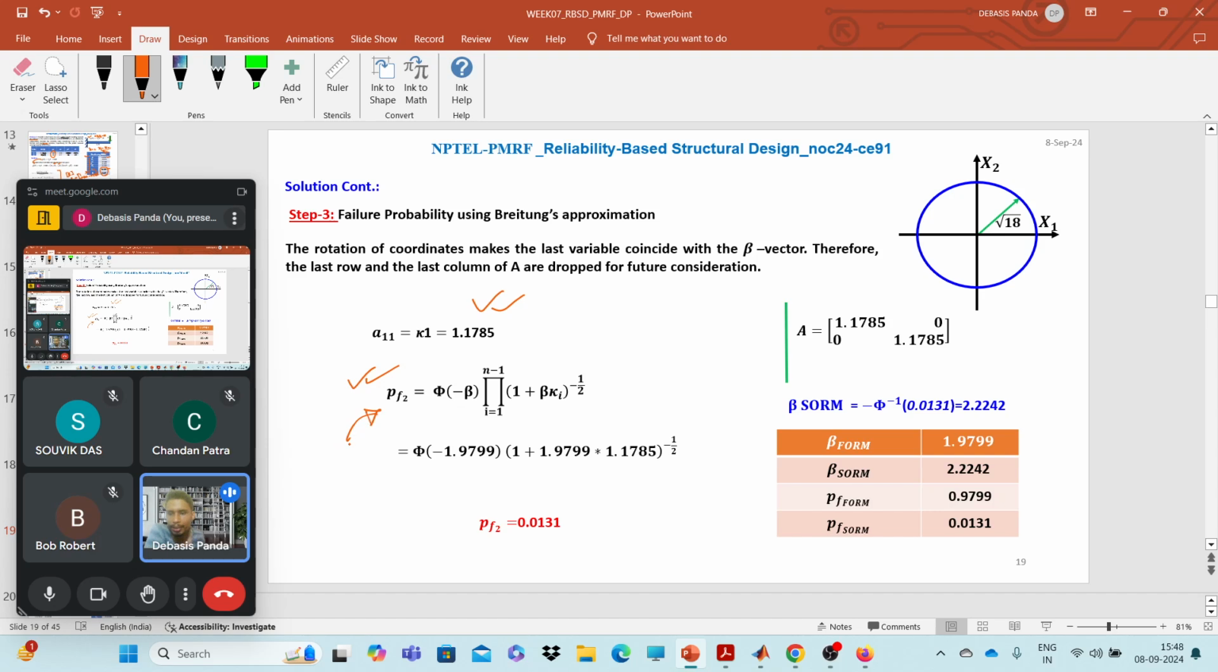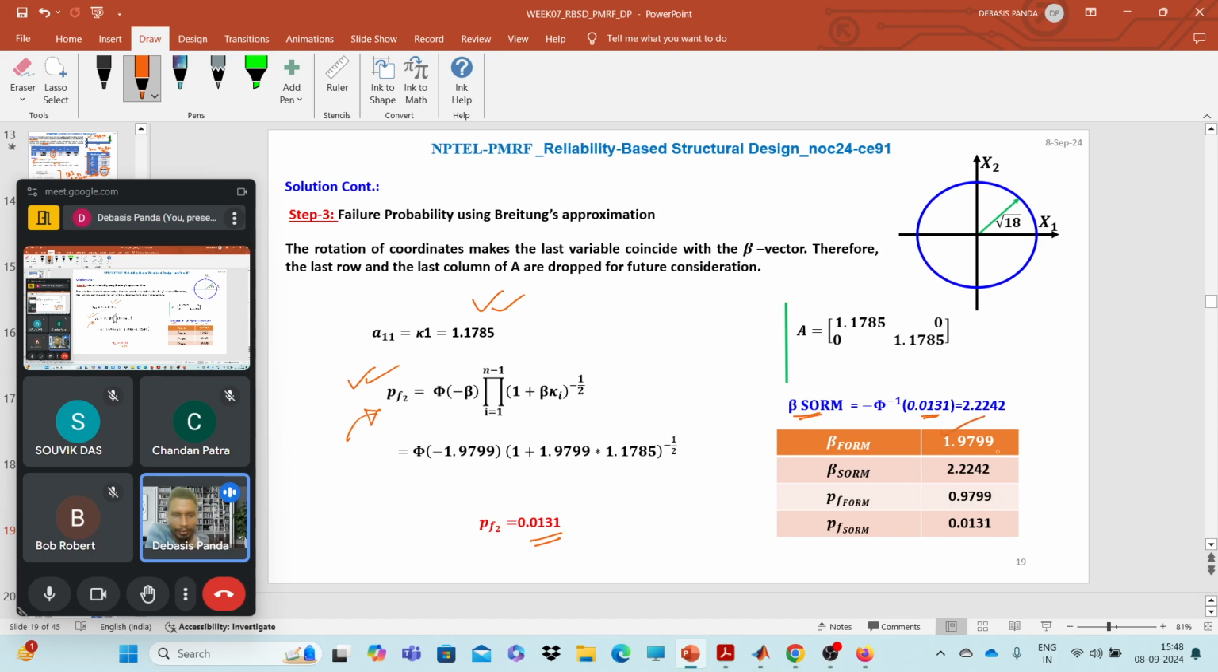This is the PF Breitung, and we will get the probability of failure from this. Once we have the probability of failure value, we can calculate the beta value, which is just minus phi inverse of the probability of failure. Now here we can see the results really differ from each other.